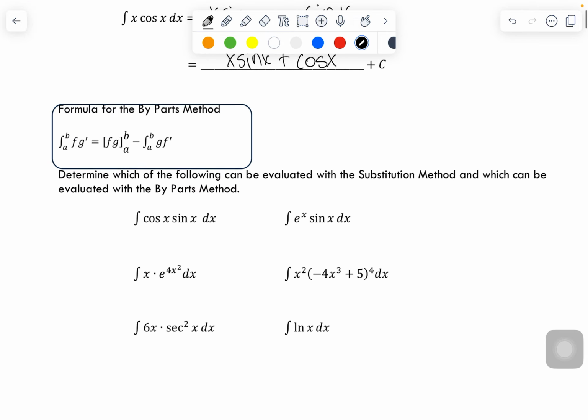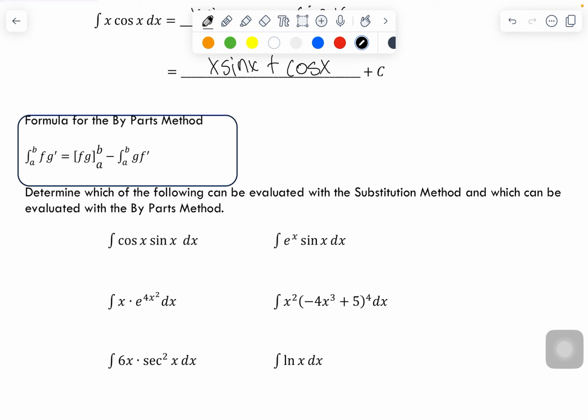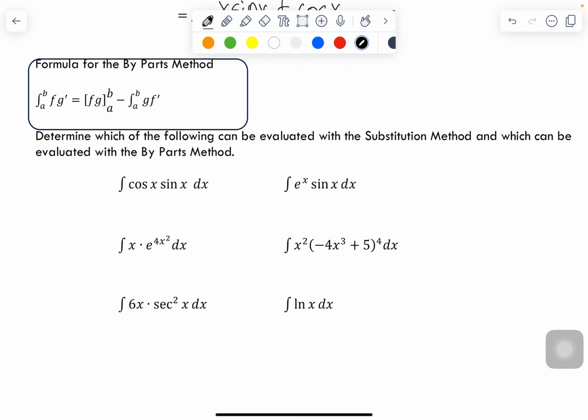And now we can take a look at what the by parts method actually is. It states that the integral from a to b of a function f times g prime is equal to f times the antiderivative of g, or just g, from a to b, minus the integral of g times the derivative of f. And I'll show you how that kind of works later.